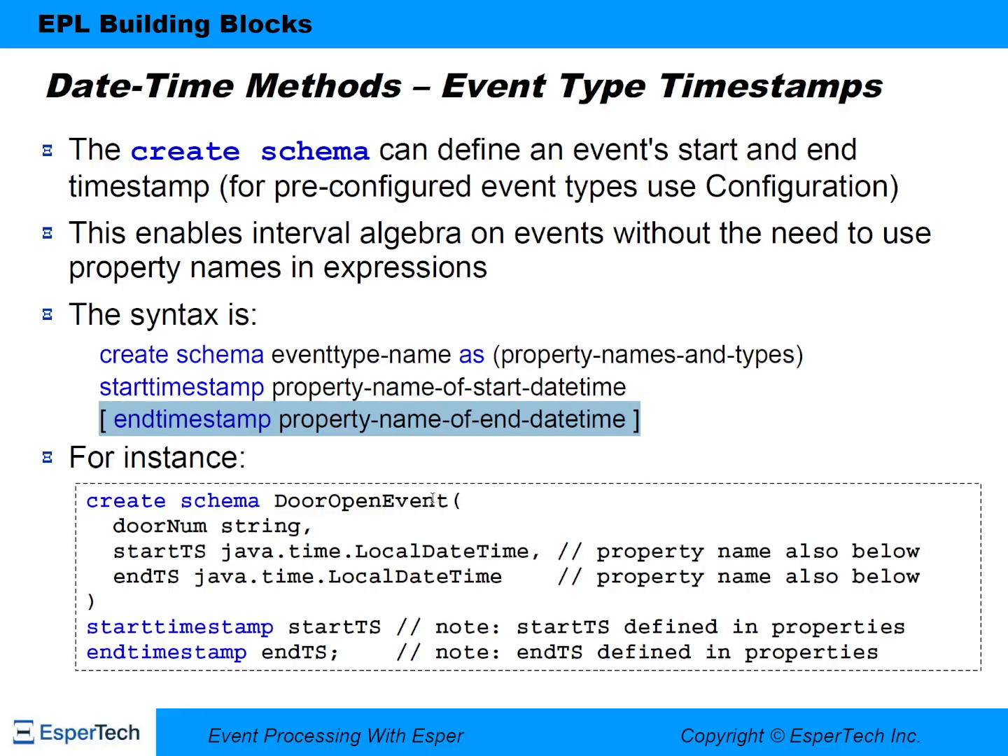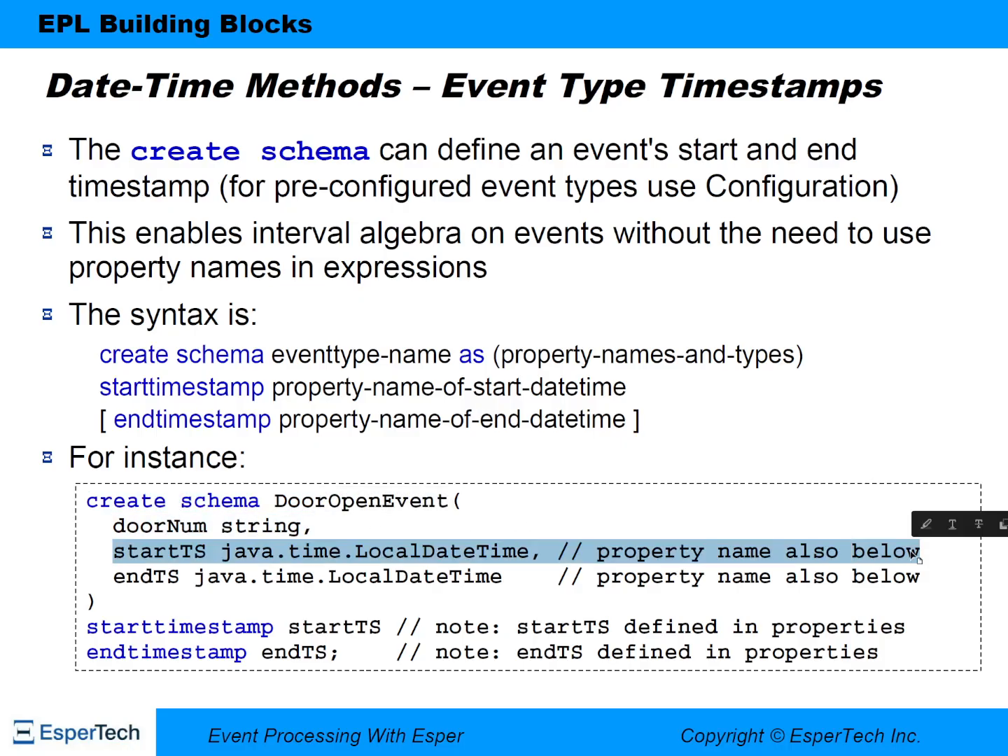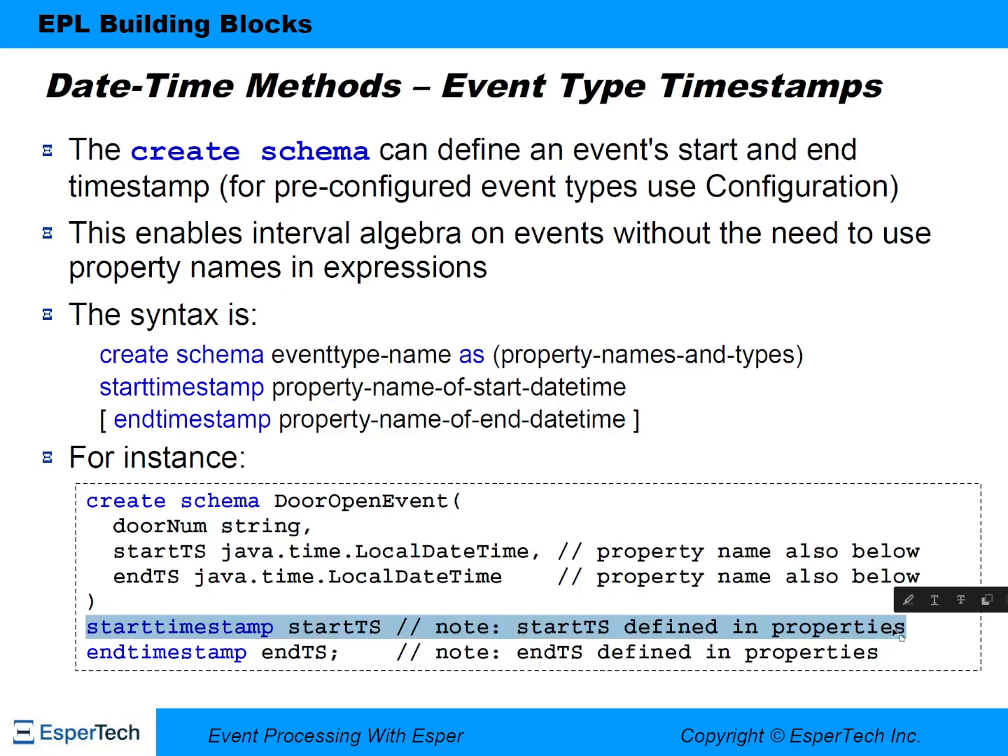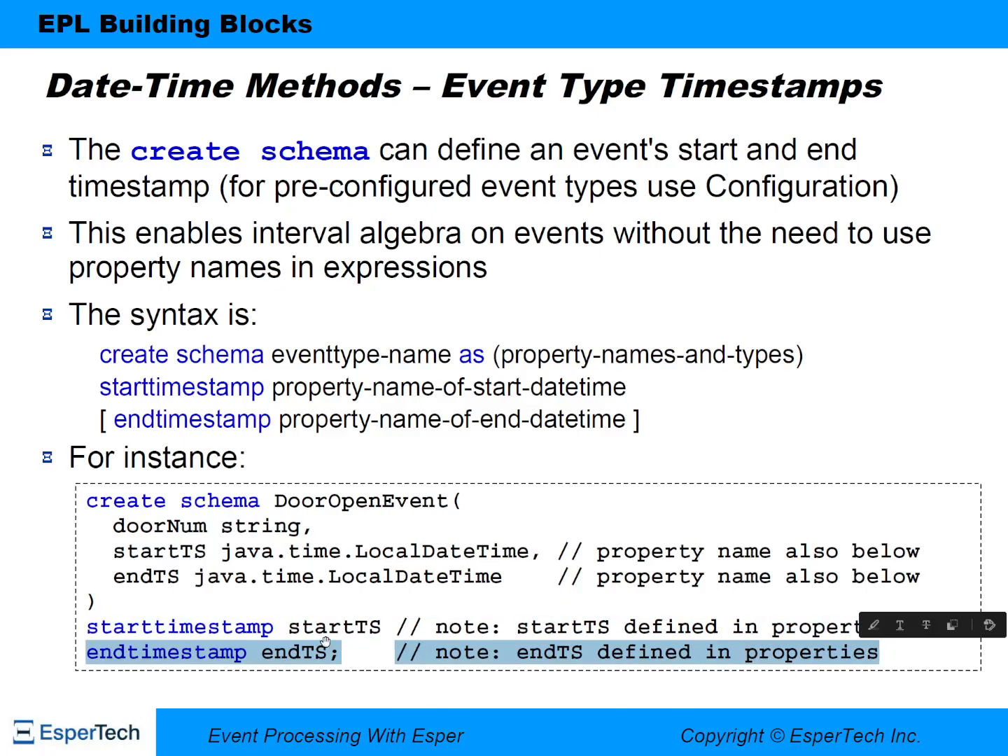For instance, create schema DoorOpenEvent (doorNum string, startTS java.time.LocalDateTime, endTS java.time.LocalDateTime) start timestamp startTS end timestamp endTS. The startTS and the endTS properties have a type of LocalDateTime. Together, the two properties can define an interval.